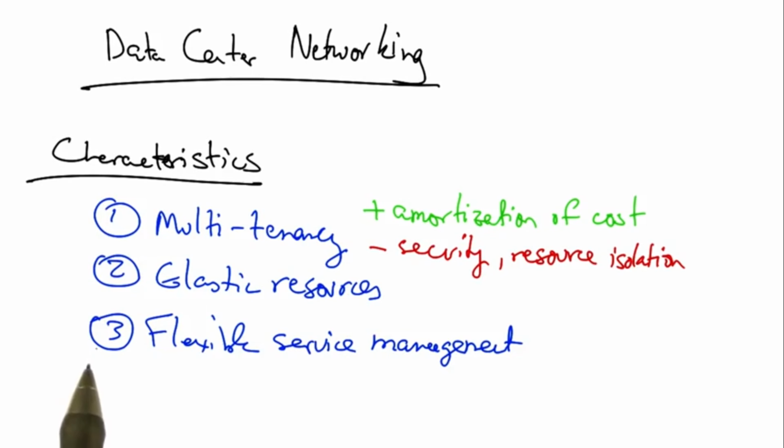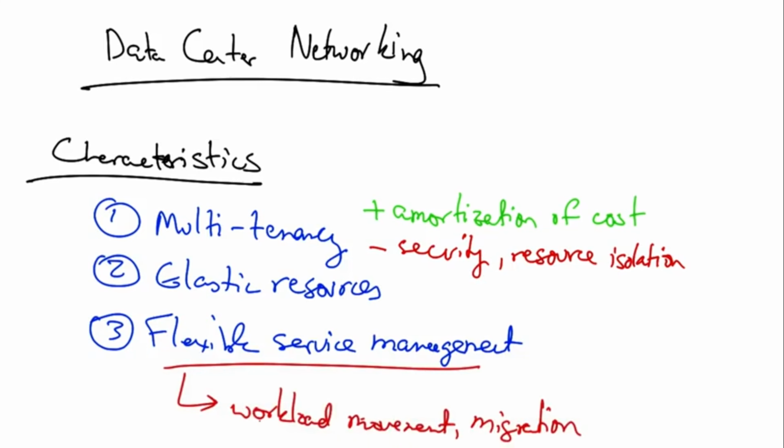Another characteristic of data center networking is flexible service management, or the ability to move work or workloads to other locations inside the data center. For example, as load changes for a particular service, an operator may need to provision additional virtual machines or servers to handle the load for that service, or potentially move it to a completely different set of servers inside the infrastructure. This workload movement and virtual machine migration essentially creates the need for traffic engineering solutions inside a data center.